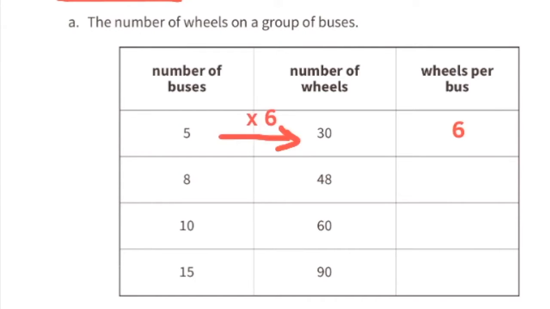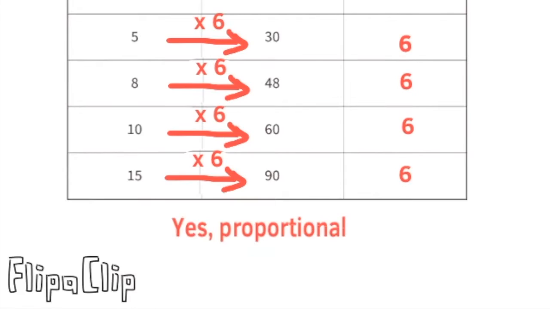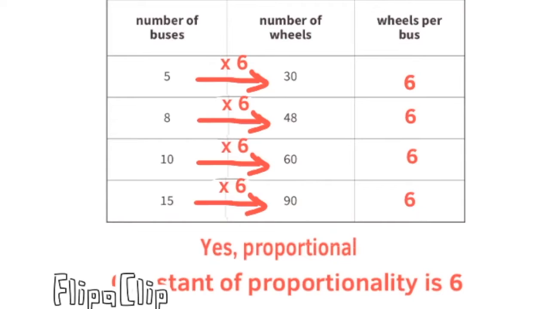5 times 6 equals 30. 8 times 6 equals 48. 10 times 6 equals 60. 15 times 6 equals 90. This is proportional, and the constant of proportionality is 6. Since the number of wheels per bus is consistently 6, you can always multiply the 6 times the number of buses to find out the number of wheels in each group of buses.